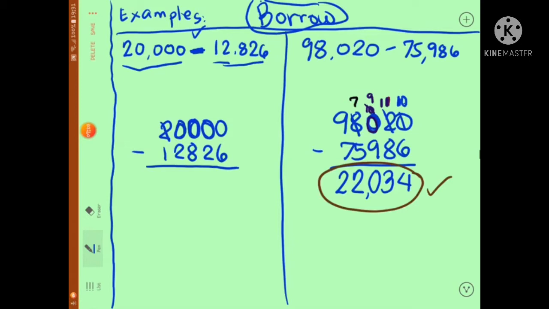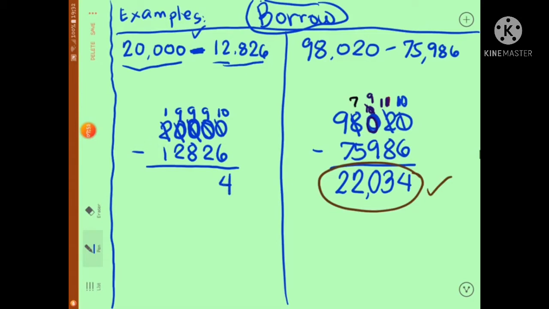Okay. So 2 will become 1. And then 0, as you can see here, it will become 10, but you need to borrow 1. So, in short, 0 or 10 will become 9. 10 will become 9. Alright? And this one will become 10. It's because there's no other number here on its side. Okay? So, we have here now 10 minus 6. 10 minus 6 is 4, correct?